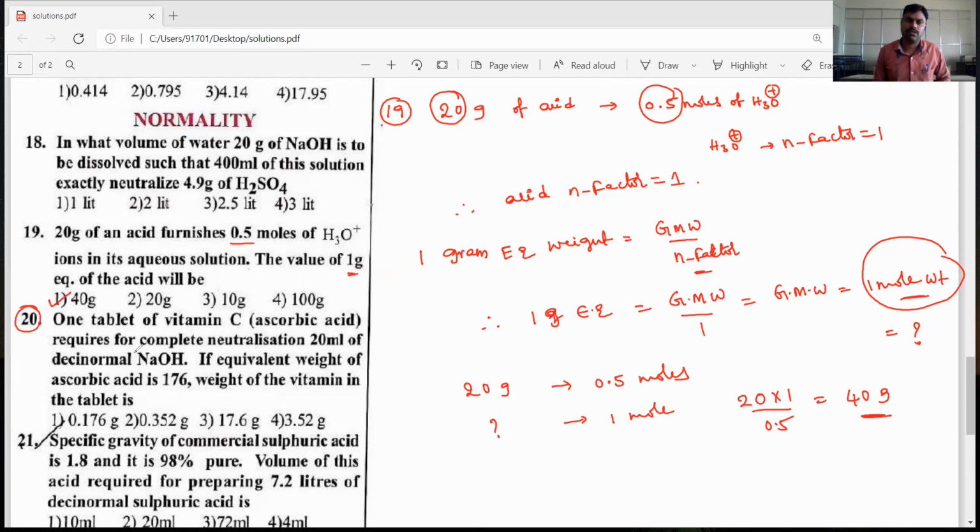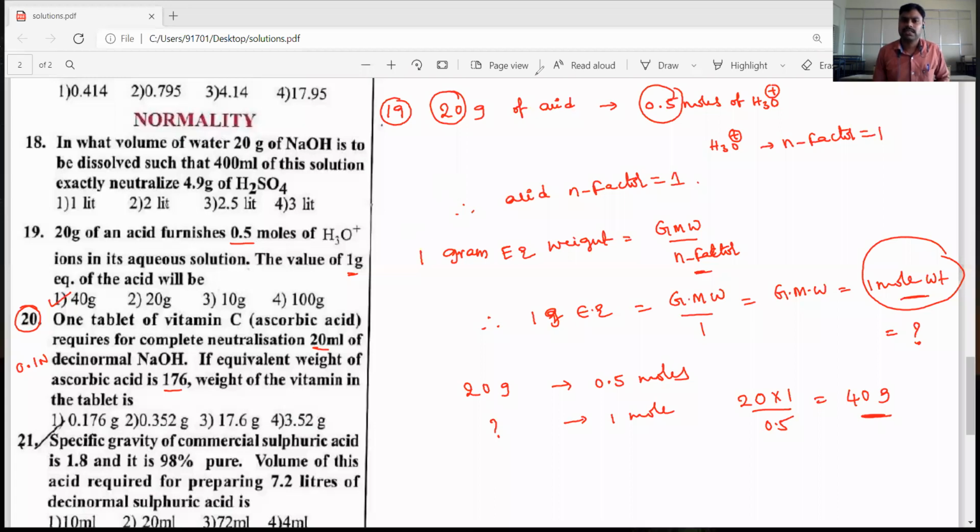Okay, dear students, let's go for the 20th question. 1 tablet of vitamin C, ascorbic acid, is required for complete neutralization of 20 ml of decinormal, which means 0.1 normal, NaOH. If the equivalent weight of ascorbic acid is 176, as they gave, then we need to find out the weight of vitamin C. We need to find the vitamin C weight, and the equivalent weight they gave, and another base's volume and its normality they gave. So it is also nothing but an acid base titration.